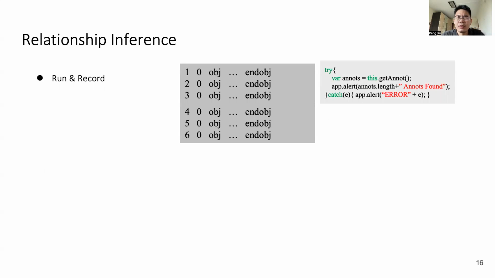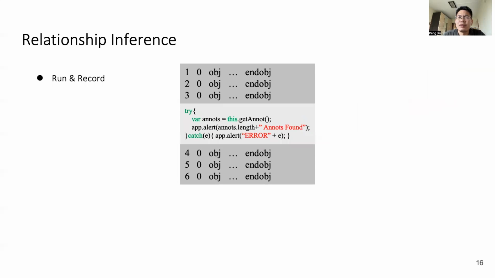The second part of our solution is relationship inference. We take two steps to infer the relationship. In the first step, we do execution logging for all samples and divide them into two sets: success set and failure set.